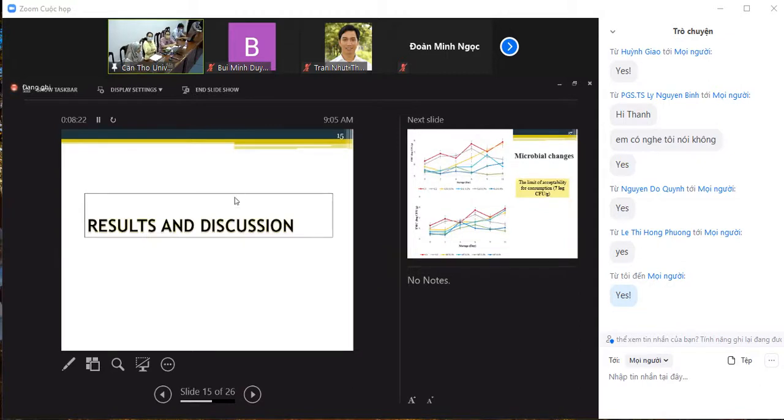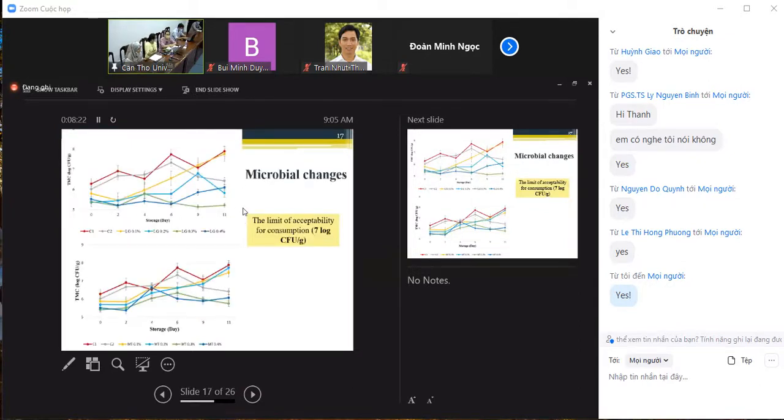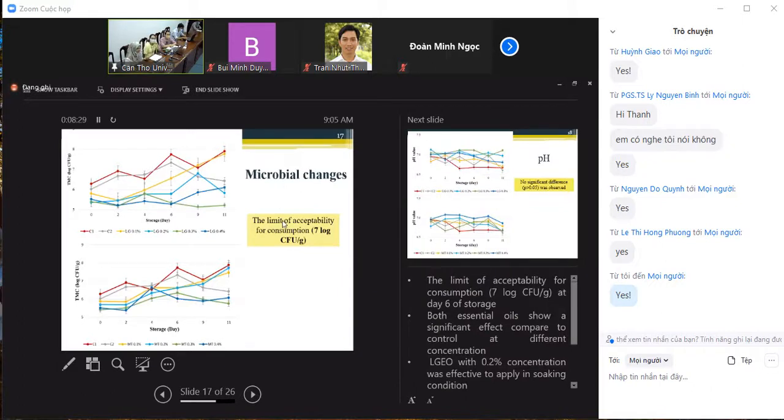So microbial change, as I mentioned, is the most important thing to determine the shelf life. If the product reaches the limit of acceptability for human consumption, which is 7 log CFU, it means it is the end of the shelf life. Now let's see the diagram. C1 and C2, the control without the essential oil and the control without soaking, reached the limit of human consumption on day 6. So it is only safe to eat until the day before day 6.